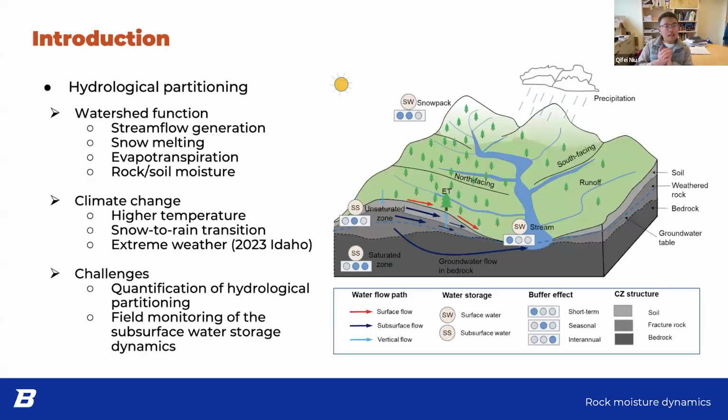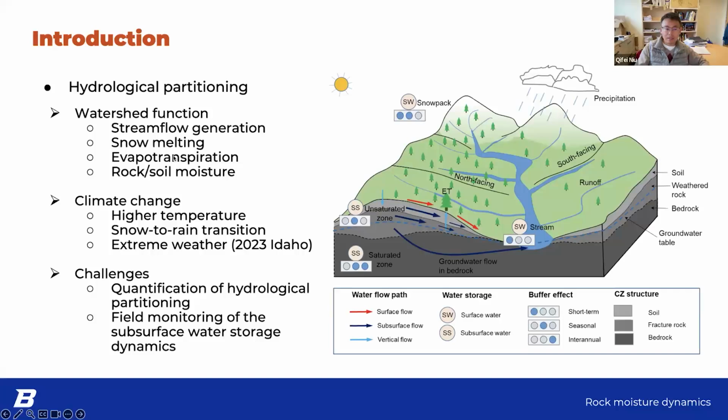First of all, we're talking about watershed, and the most important thing in a watershed is the hydrological partitioning. When we talk about hydrological partitioning, we talk about different processes. For example, in most of the mountain regions in Idaho, we have precipitation, and most of it is in the form of snow. It can stay on the ground, and when the temperature goes up, it can melt, and the meltwater will contribute to stream flow generation. And if the precipitation is in the form of rain, it can directly contribute to the stream flow generation.